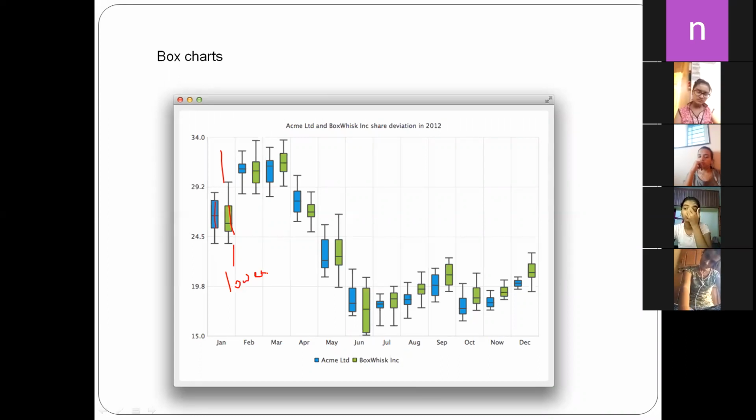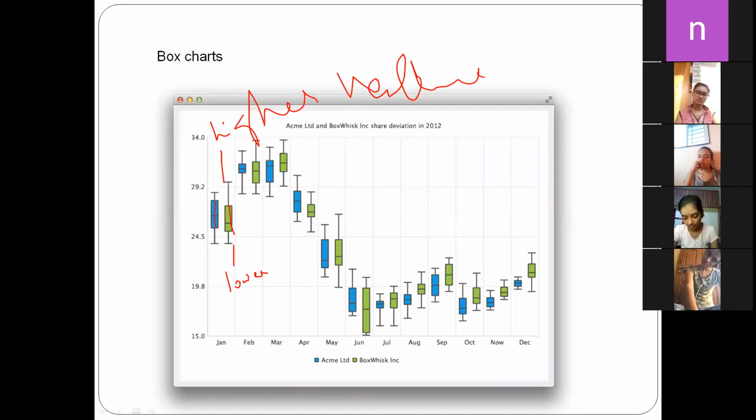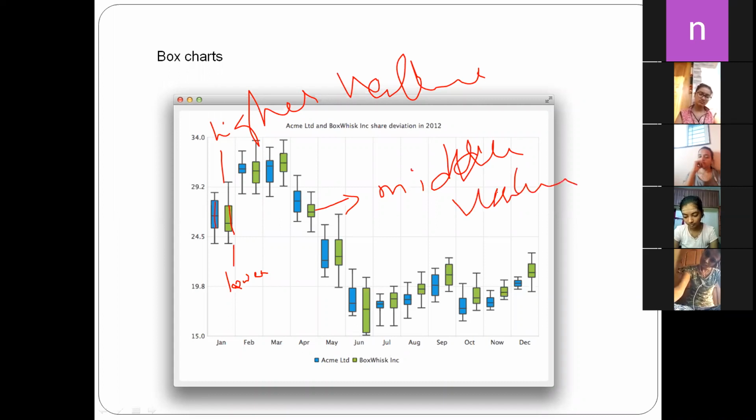Here it is going to tell about the higher value. This is a higher value, this is a lower value. This whatever thing is there is going to tell about the middle value. Go through this one.